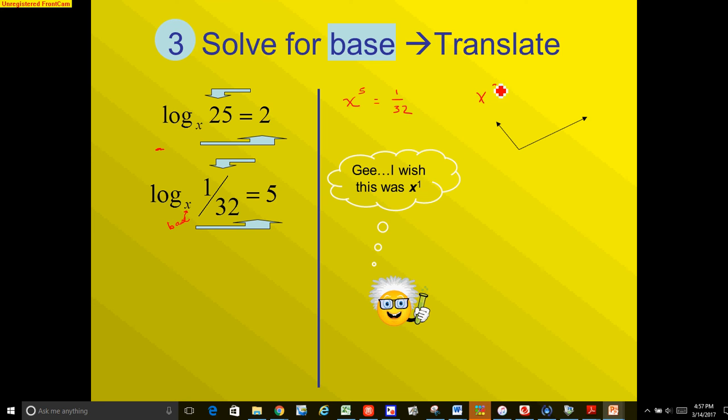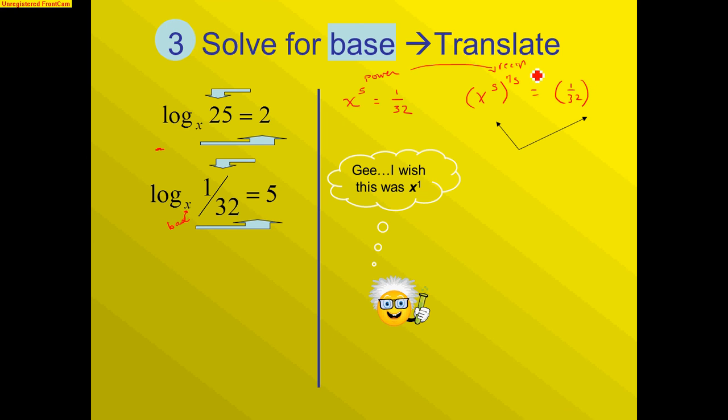I'm going to write x to the 5th is equal to 1 over 32, but I'm going to raise both sides to the reciprocal of the power. Since the power is 5, the reciprocal power is 1/5. And I'm going to raise this side, but the golden rule of algebra says I have to go over here. See the base once with multiple exponents, you get x to the 1st is equal to 1 over 32 to the 1/5, which means you have 1 to the 1/5, which is 1, because 1 to any power is 1, and 32 to the 1/5, which is really the 5th root of 32, so x is equal to 1/2.